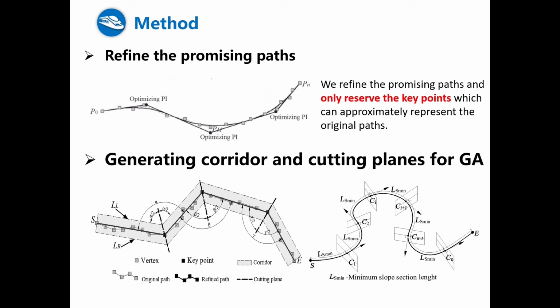After generating the global paths, we select the best one, that is the least cost one, to refine this path, and then set cutting planes at each key point to generate the railway corridor. In this corridor, the genetic algorithm will search for detailed alignment solutions.